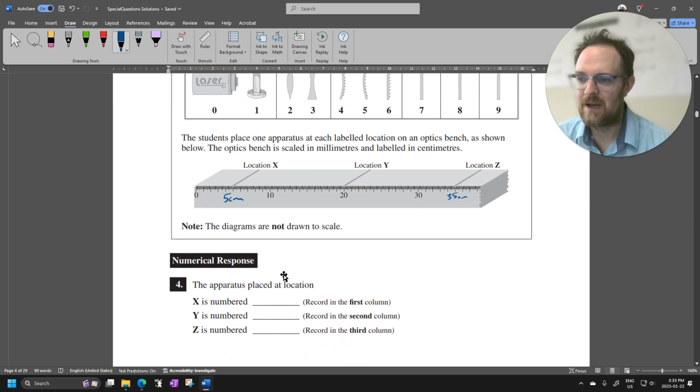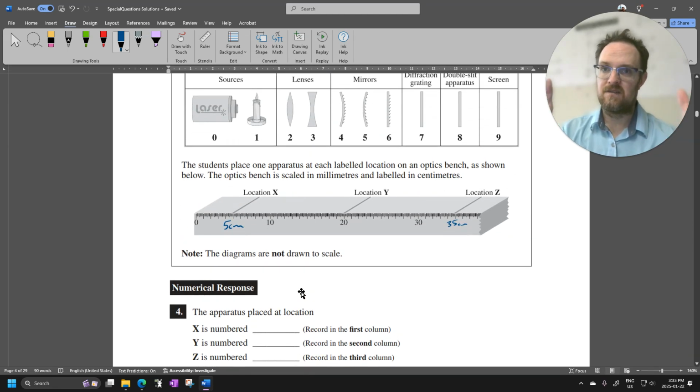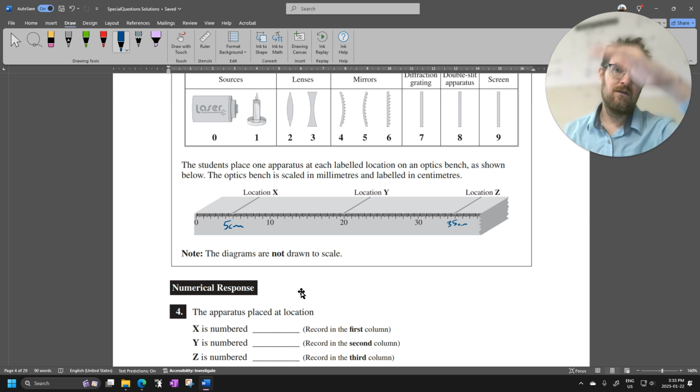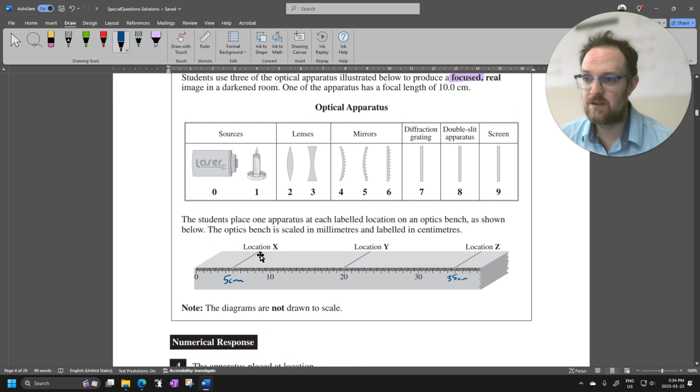We want to create this apparatus, and there are going to be multiple different ways to do this. I'm going to do it one way, but you can always just flip the whole thing over. Put the lens on one side, or the mirror on one side, or put the mirror on the other side. So there are two ways to do this. We want to create a real focused image, so I can create that with a lens, or I can create that with a mirror.